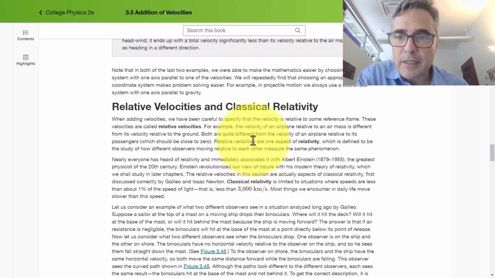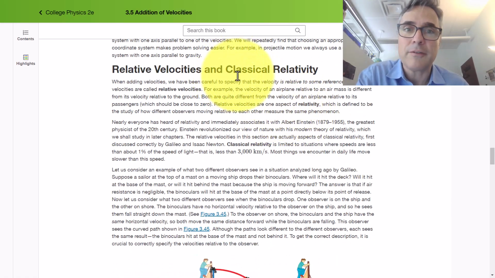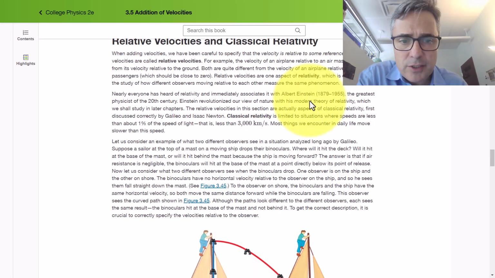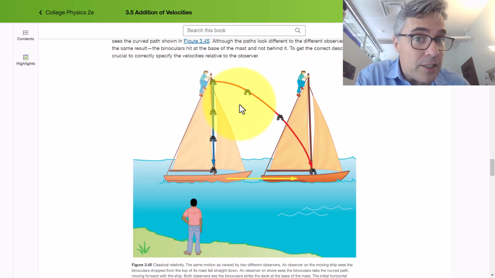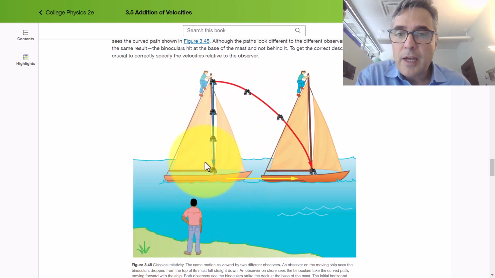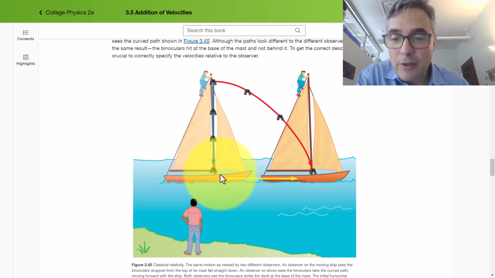And then they talk a little bit about relative velocities, which is to say that according to Albert Einstein, all velocities are relative. So you can't say that something's at rest. Everything is moving in some kind of reference frame relative to something else. And if you're moving at a constant velocity, all the laws of physics are the same. So, for example, if there is a person on a boat and you think of him in his reference frame, he drops the binoculars and they fall straight down in his reference frame to the bottom of the boat.